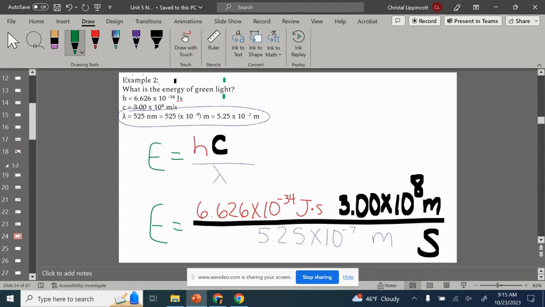All right. Now we're going to start canceling some stuff out. So my meters will cancel here, and my seconds are going to cancel here. That's going to leave me with an answer in what? Joules. We are measuring energy. Energy should come out in joules. So see if you can get the right answer on your calculator.